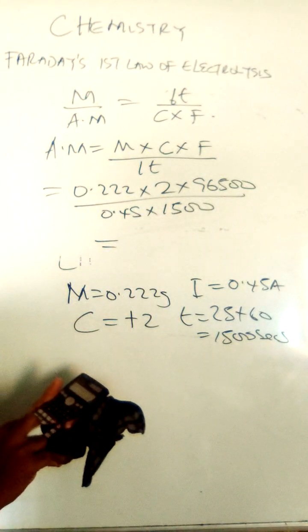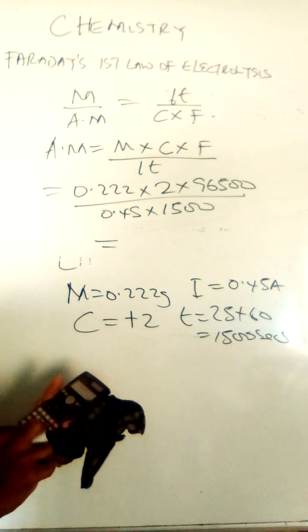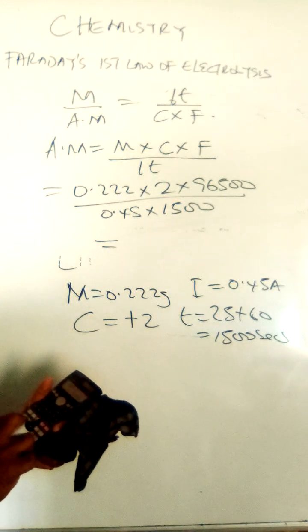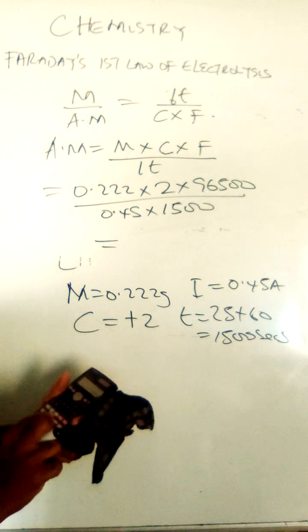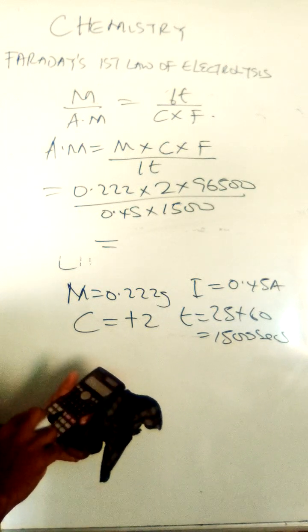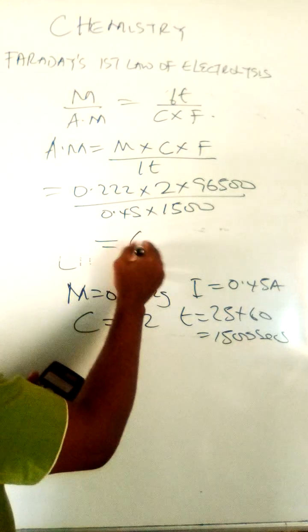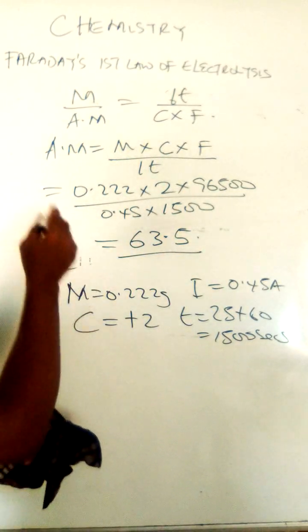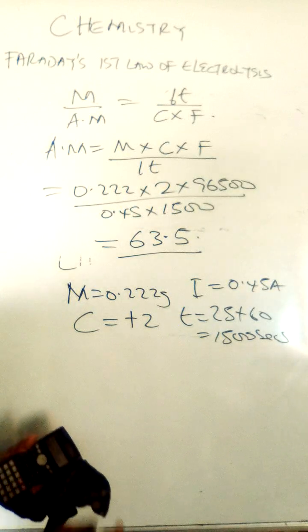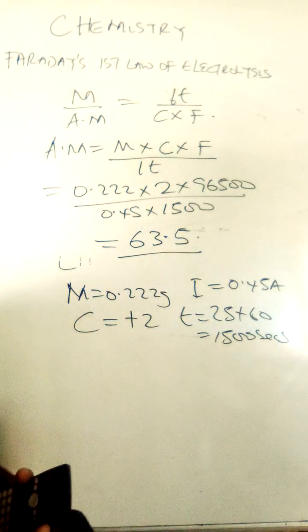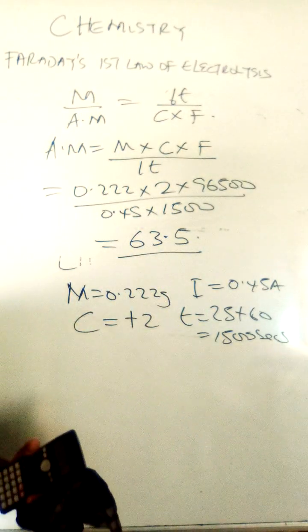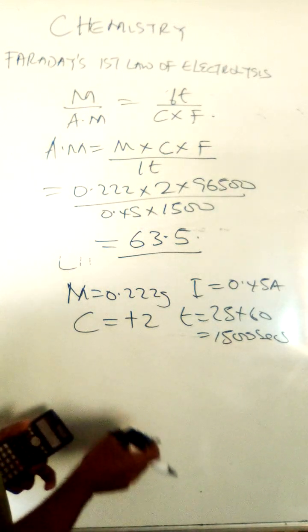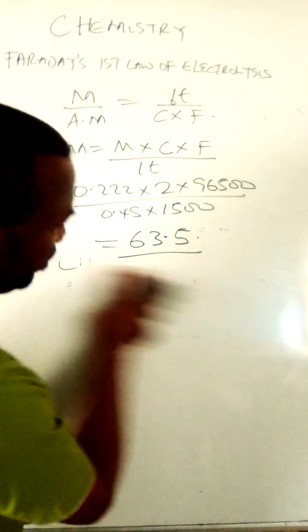So solving this, we're going to have this divided by 0.45 divided by 1,500. We have approximately 63.5 as the relative atomic mass of the metal, which likely is copper. The relative atomic mass of copper is around 63.5. So the unknown metal should be copper.